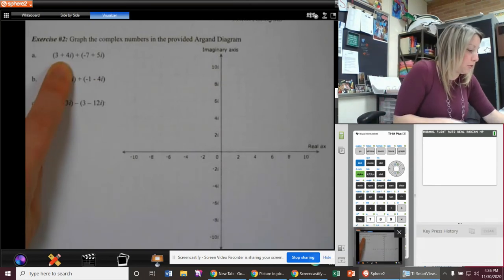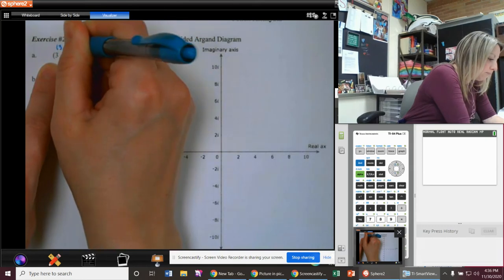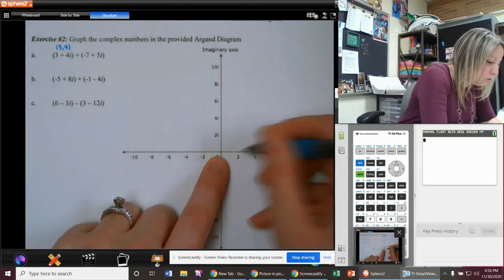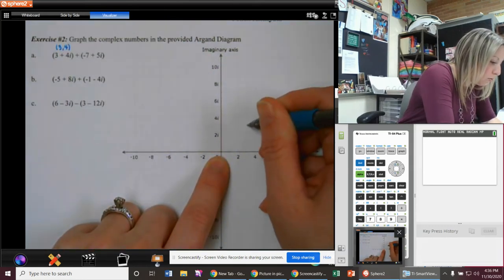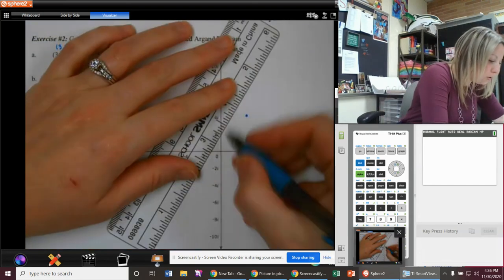Let's graph this guy first. So this is 3, 4. 1, 2, 3. 1, 2, 3, 4. And we graph this guy from 0, 0.